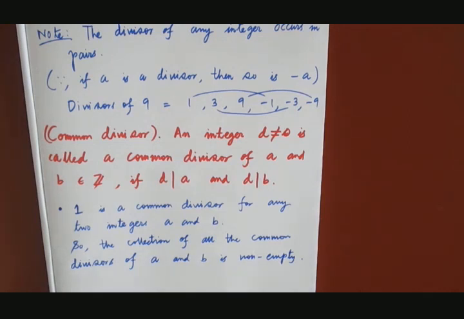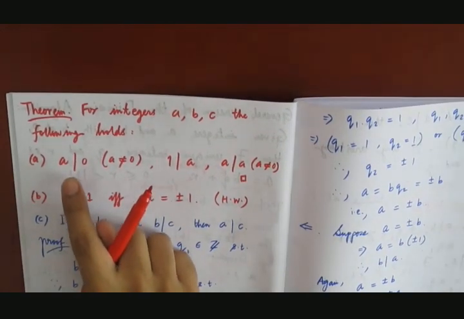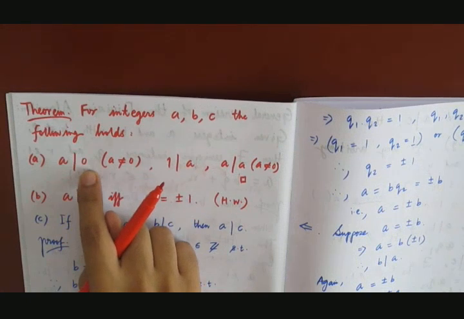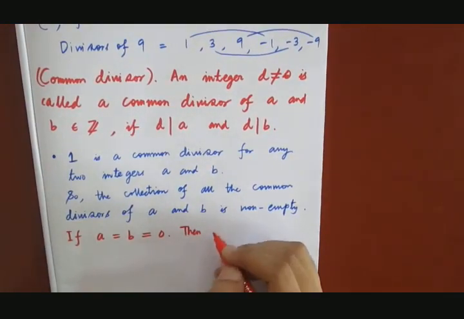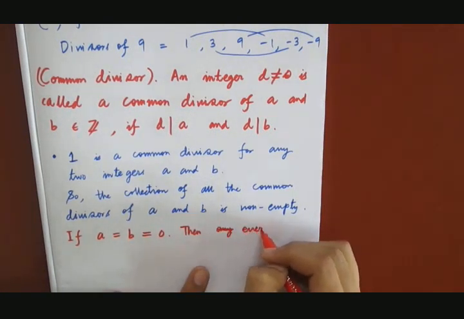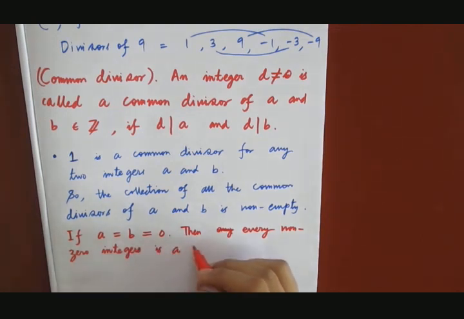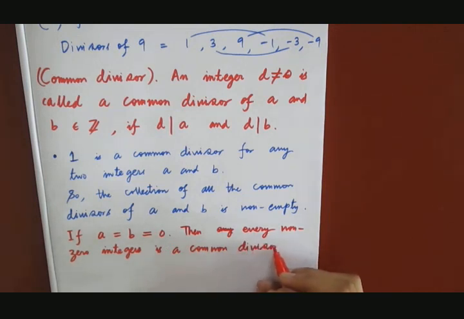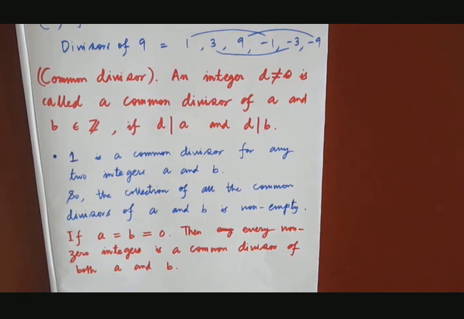It will be finite in all the cases except one case. You see, if a and b are both 0, then what do you understand from here? Any integer divides 0: 1 divides 0, 2 divides 0, 3 divides 0. So every non-zero integer is a common divisor of both a and b. If both the numbers are 0, then every number is a divisor of both the numbers. So that collection will be infinite in this case.